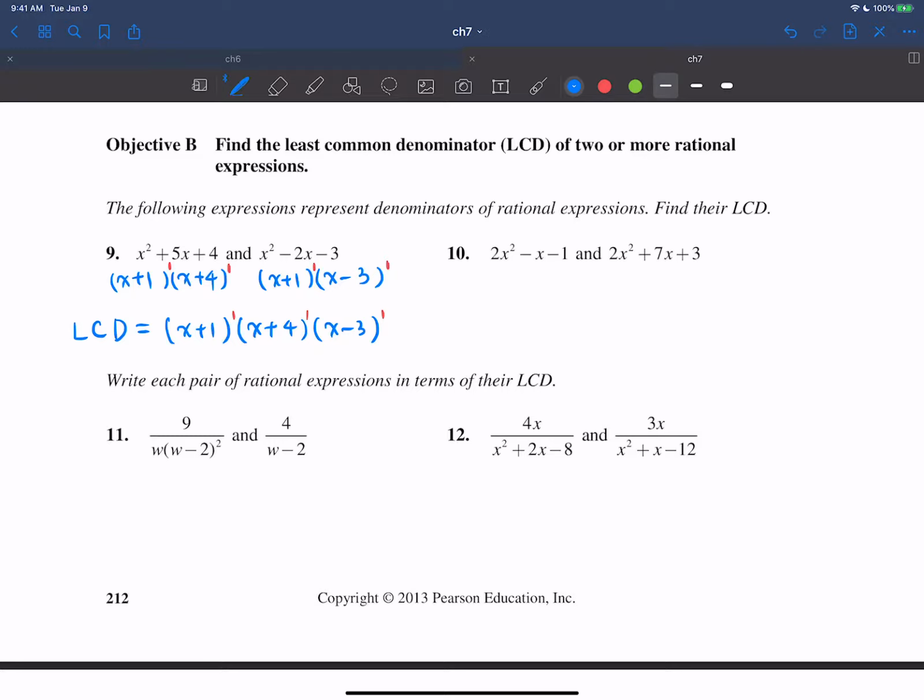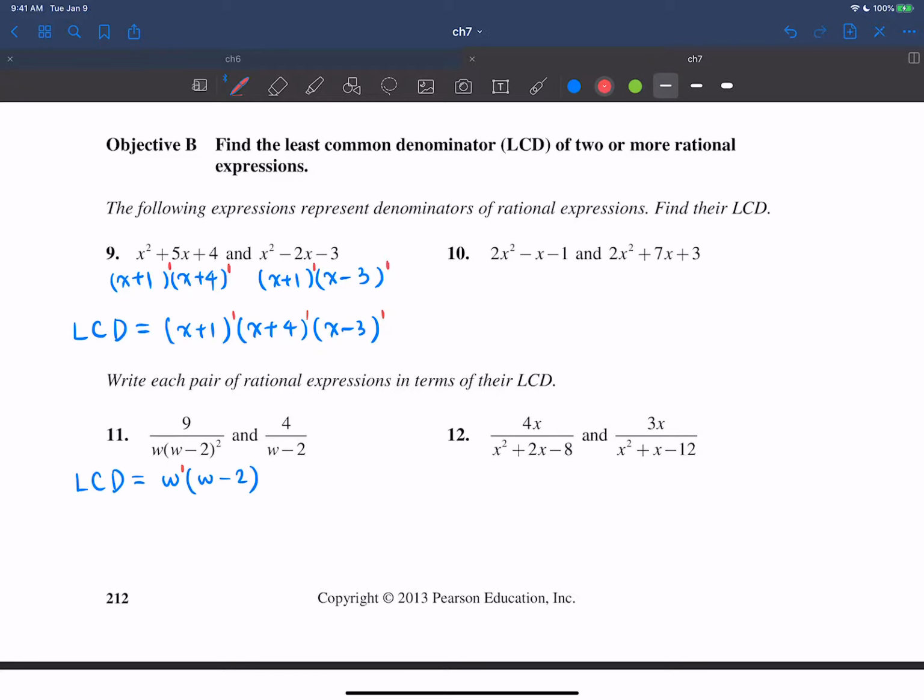Let's look at the denominator first. The first one is w times w minus 2 squared. Therefore, when I write my LCD, it has to include both the factors w and w minus 2. Second denominator, you have w minus 2, which already existed in the first denominator, so there's really no new factors. The next thing to do is check out the frequencies. In the first denominator, w appears once, so you have a 1. In the second denominator, there's no w. The highest frequency of w is simply 1, which you can ignore, you don't have to write it.